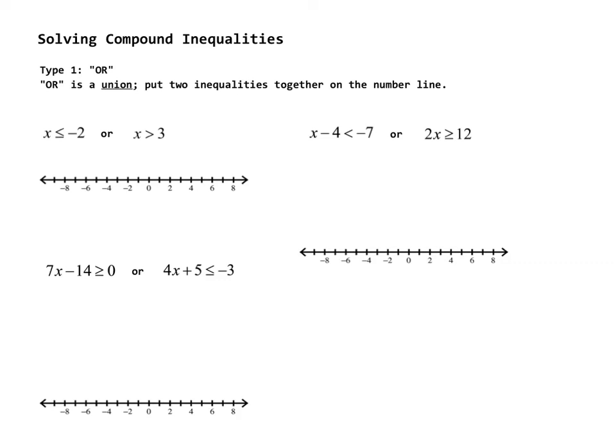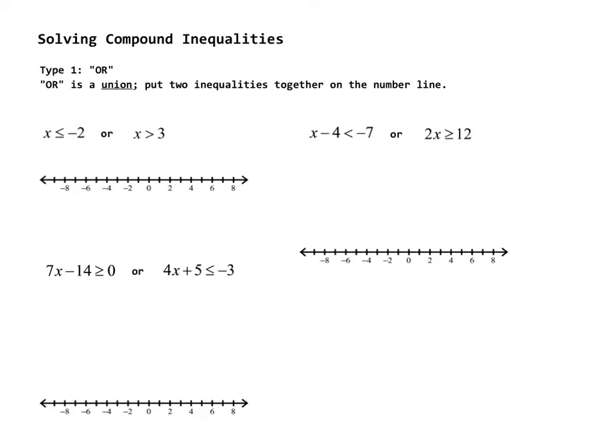So we're going to take what we did in class with the clothesline and we're going to look at how to solve compound inequalities. The first type we're going to look at is the OR. It's important to understand that OR is a union. You take two inequalities, you put them together on the number line, and that's your solution.